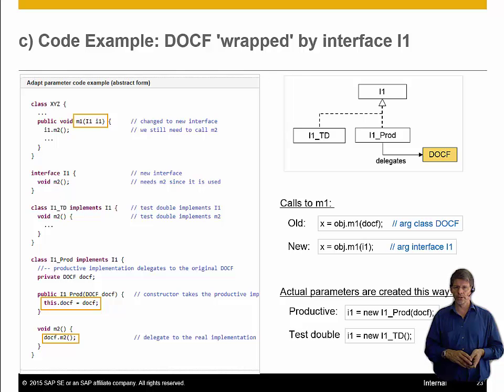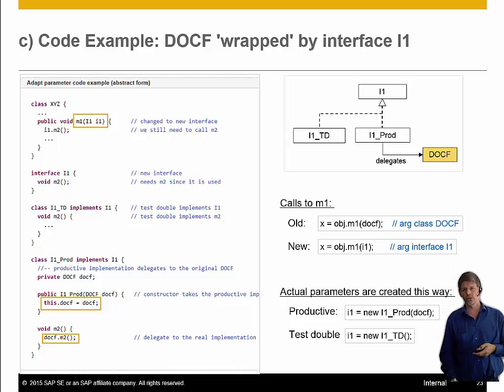Yes, okay, so let's look on the right-hand side, the calls to M1. It used to be object.m1, where the argument docf was the class, that was the type of the argument, and now it's I1, the interface. And the actual parameters are created this way. In a productive case, you would create an I1 prod and pass in the docf that you created before. And in the test double, of course, you would only create the test double, and both fit into the I1 parameter.